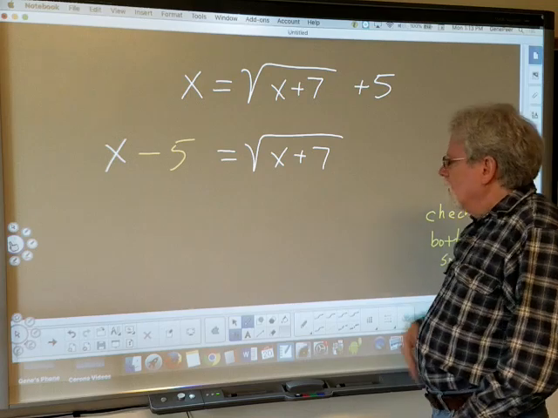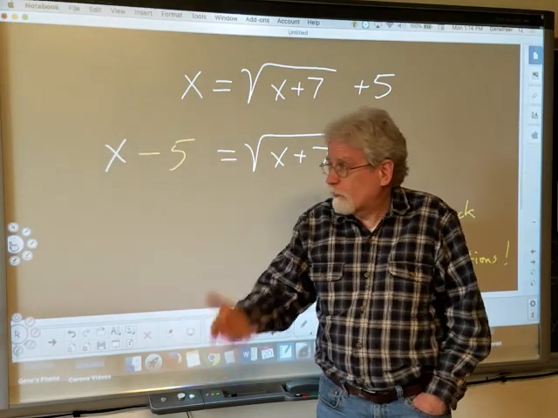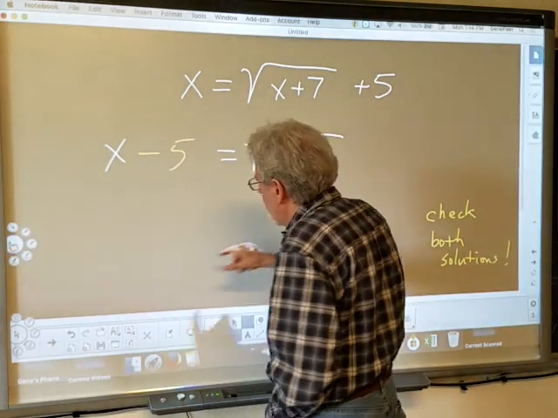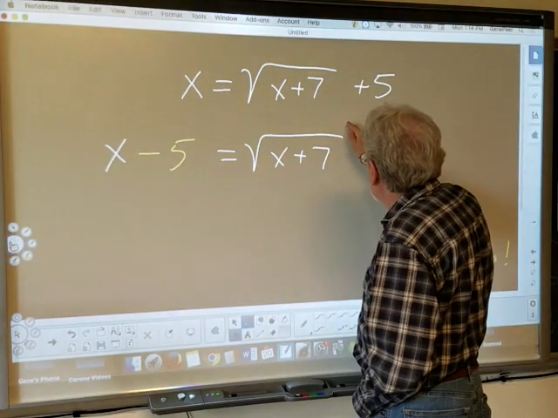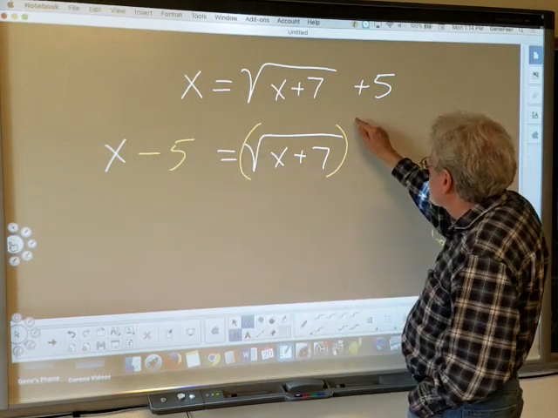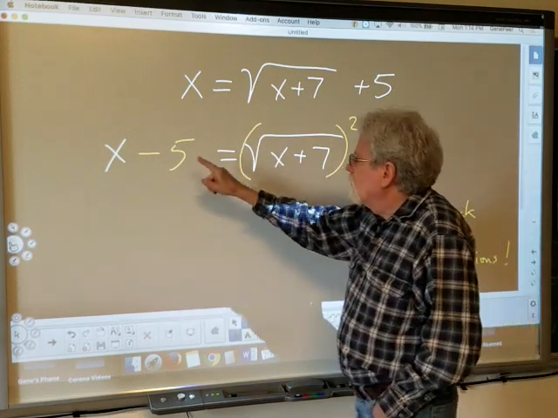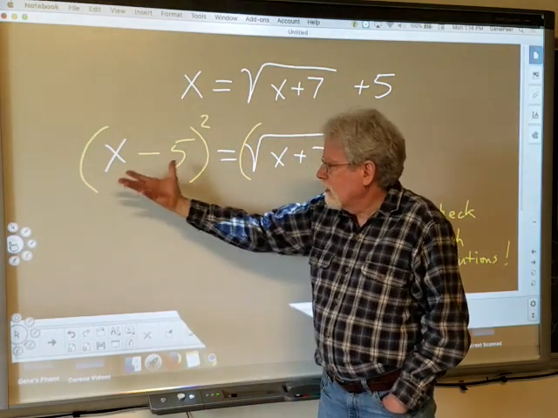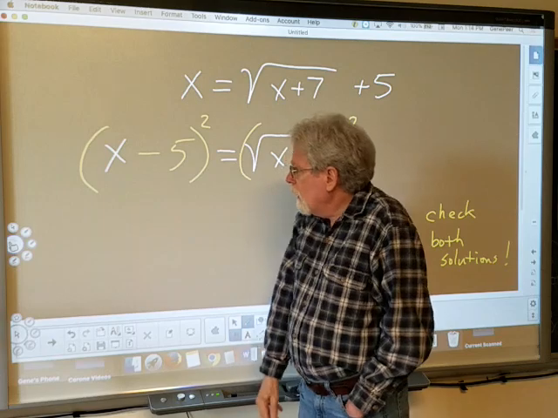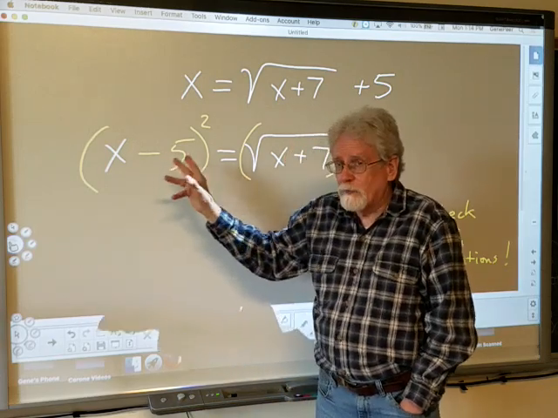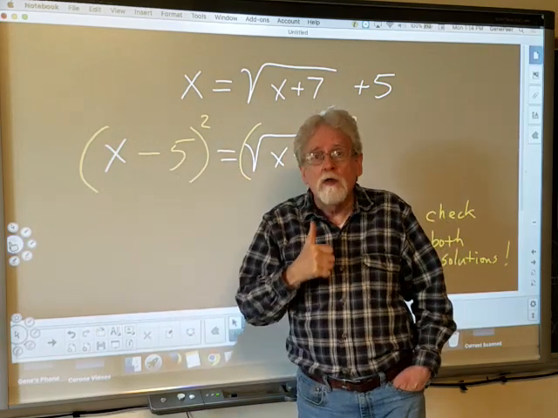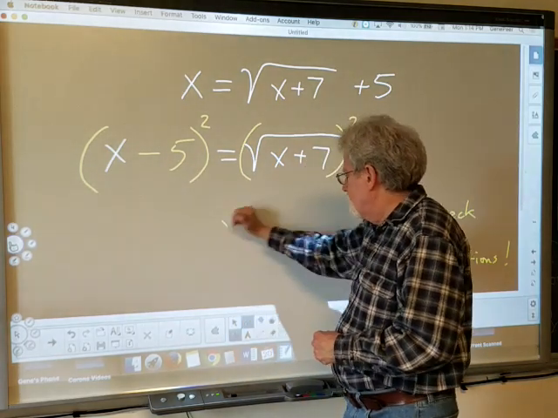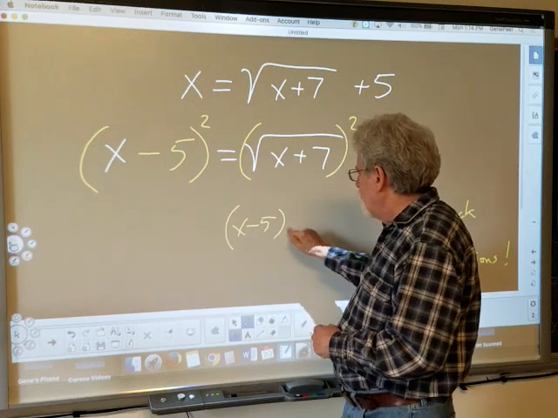So what do I do now? Same thing we did in the previous problem. We square both sides. But that's where it gets fun. We're going to square this side. Let's use parentheses to make it crystal clear what we're doing. I also square this side. Yes, I have to square the entire x minus 5. Well, that's a pain. Yes, it's a little bit of a pain, but you know the trick for squaring a binomial. No big deal.